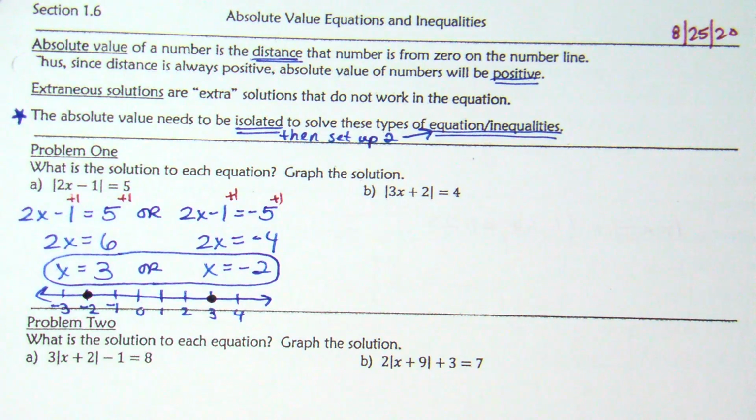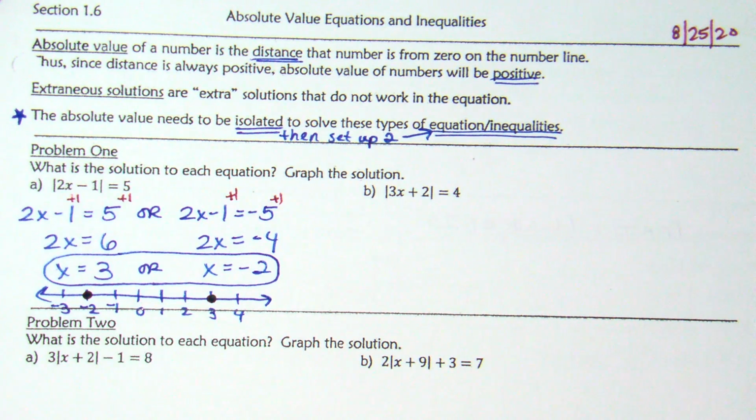Okay. You ready for B? Okay. See if you can remember the beginning. What's my first question? Okay, good. Is the absolute value isolated? Yes, it is. So, step 2, if absolute value is isolated, set up 2. So we're going to set up 2 equations.